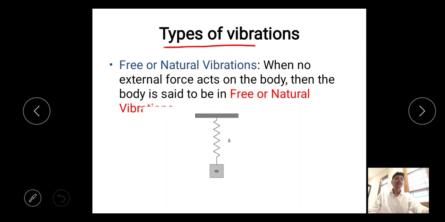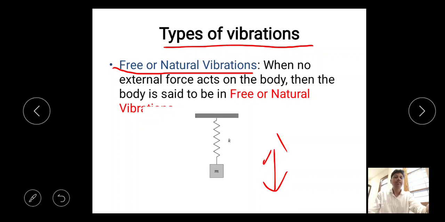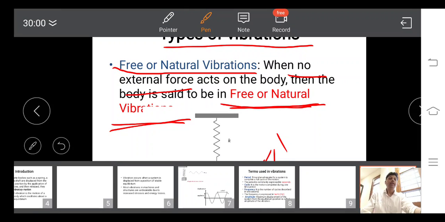Then we'll discuss different types of vibration. Suppose you take a spring and mass system and just leave it as it is, and because of air or anything else it is vibrating. Such a vibration is called free or natural vibration. There is no external force, so it is vibrating on its own. Then it is called free or natural vibration.